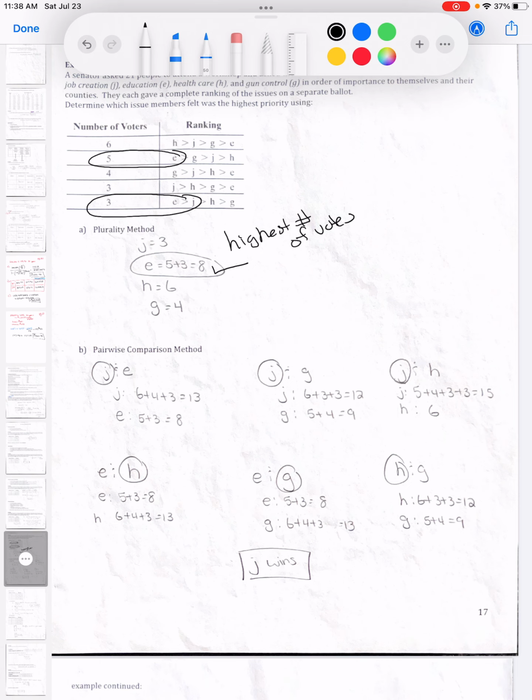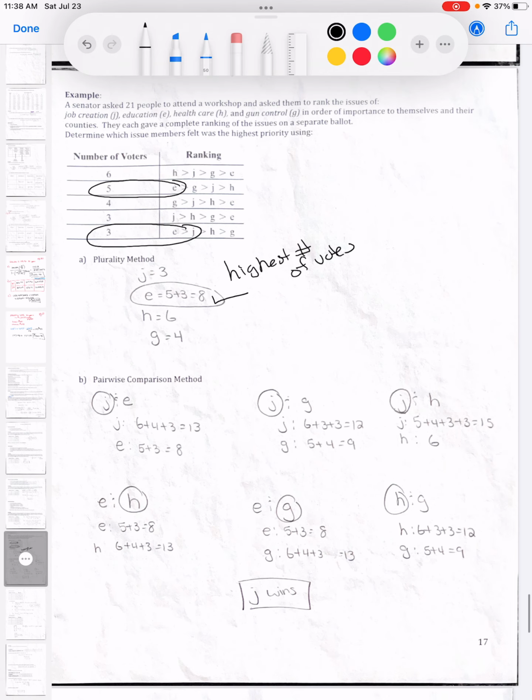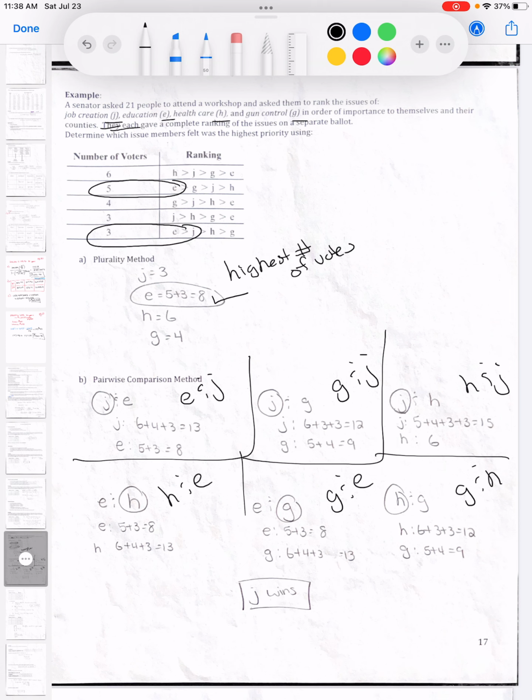With the pairwise, I did say that there were going to be 6 pairs. It doesn't matter how you paired them up. I just started in the order up here. So I did J with E, then J with H, then J with G up here. It doesn't really matter what order you started, but you're going to have these pairs. And also remember that you can flip the pairs and they're the same thing. So the other way that I have them written, those are also the same pair. It doesn't matter which one you have first.